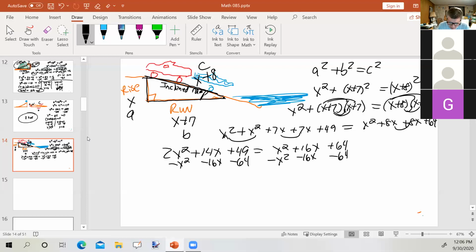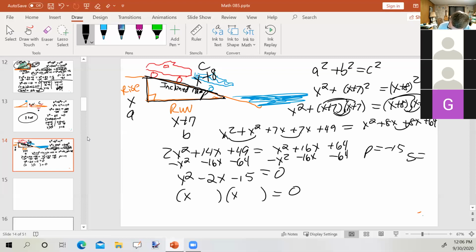All right, 2x squared minus x squared is x squared. 14x minus 16x is minus 2x. And 49 minus 64, what is that, 15? Minus 15, is that right? Yep, equals 0. So once again, we've got a trinomial. It's in standard form. There's no greatest common factor. It's not a perfect square, and it has a leading coefficient of 1. So the product has to be negative 15 and the sum is negative 2. Negative 5 and positive 3 are your two numbers.